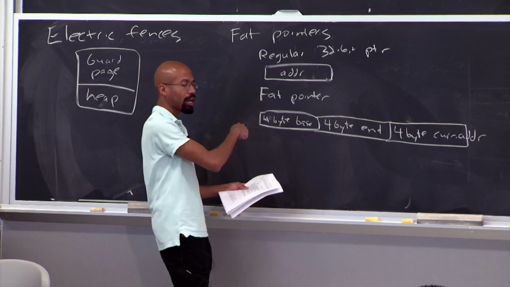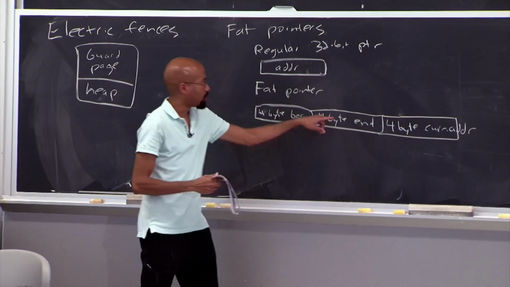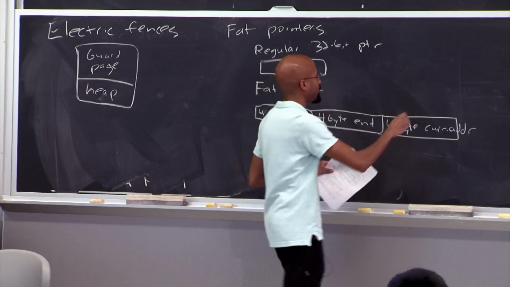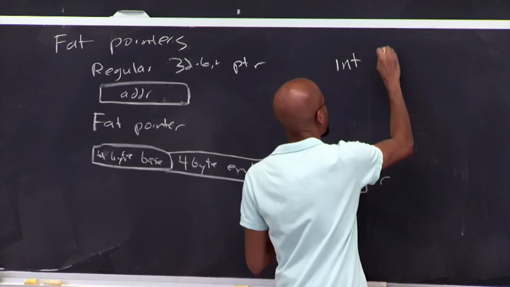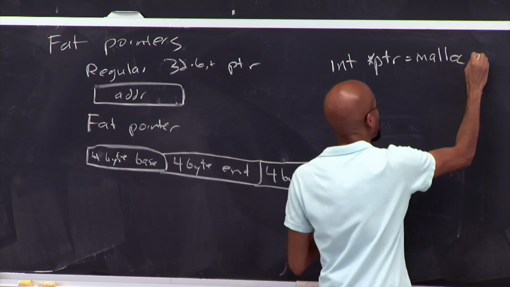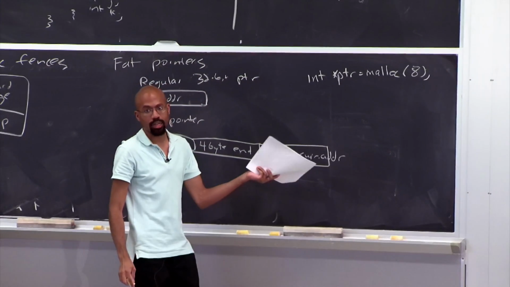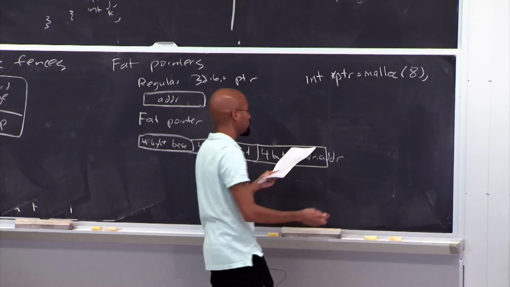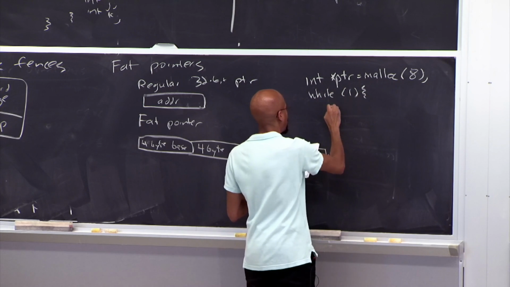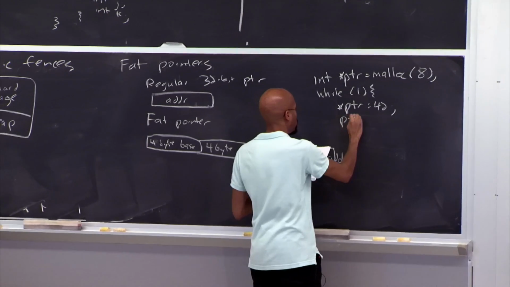So basically the compiler will generate code such that when you access these fat pointers, this gets updated, but it'll also check these 2 things to make sure that nothing bad has happened during that update. For example, imagine I had code like this: I have an int pointer, and then I allocate 8 bytes. Assuming we're on a 32-bit architecture, this should point to space for 2 integers. And then I have a while loop that assigns some value to the pointer and then increments the pointer.